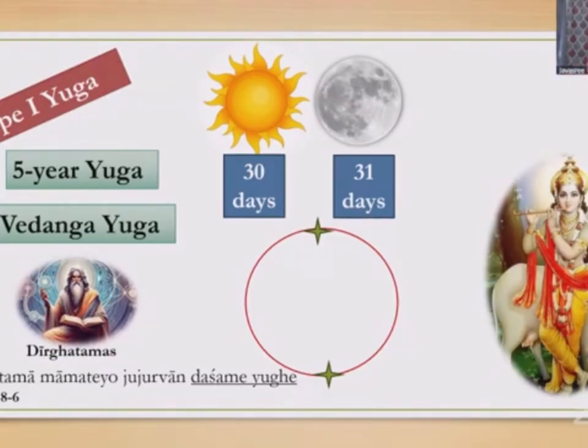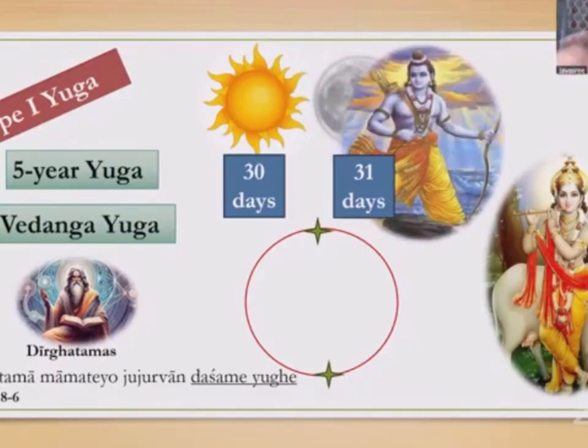See, the first 5 years is the first yuga. A person's second 5 years, that is 6 to 10 years, is the second yuga. 11 to 15 years is the third yuga. In this way, they have counted. So the Dashami Yuga means he was between 45 and 50. At that time, he had grown older. So this is the earliest reference for the Vedanga Yuga in use.